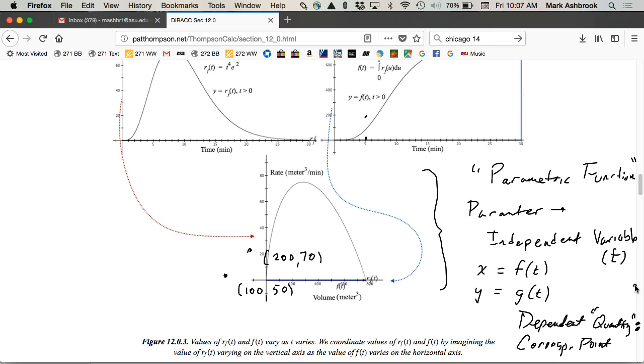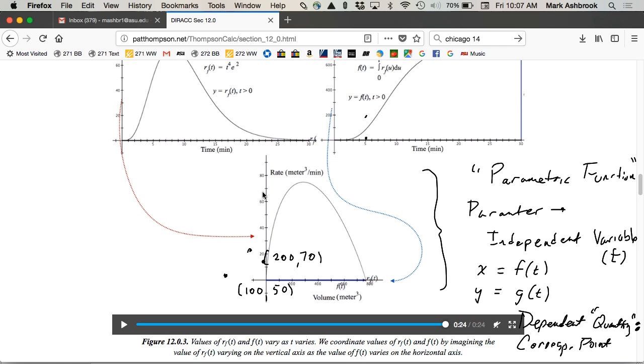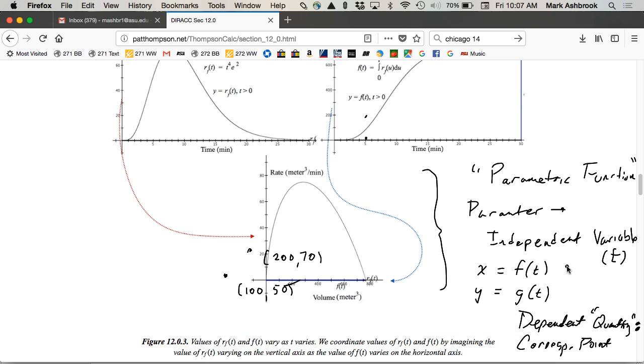So the independent quantity in this case is time, this quantity t that's kind of operating behind the scenes. It's t that is generating two values, x and y, what we put on the vertical and horizontal axis. And that's our dependent now. Our dependent is actually now an ordered pair, not just a single quantity.